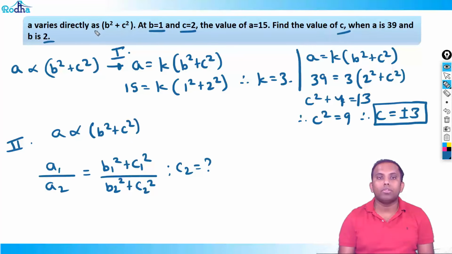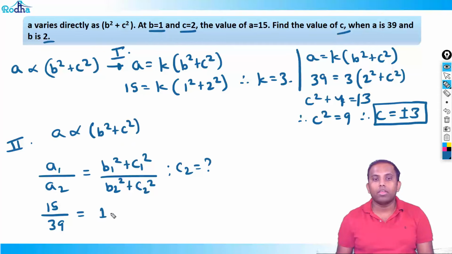A in the first case is how much? It is 15. A in the second case is how much? It is 39. B in the first case is how much? 1. C in the first case is how much? 2. So 1 square plus 2 square. Now b2, that means b in the second case is how much? 2. So 2 square plus c2 square. So you need to calculate and get the value from this, easy, right?